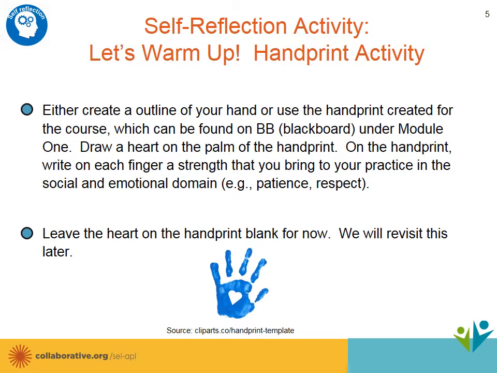For this activity, you will either trace your own hand on paper, drawing a heart in the palm area, or download the handprint from Blackboard under Module 1, Resources for Module 1. On the handprint, write on each finger a strength that you bring to your practice in the social-emotional domain. For example, when I'm working with children, I can be incredibly patient with them. You will be returning to this activity later, so keep it close.